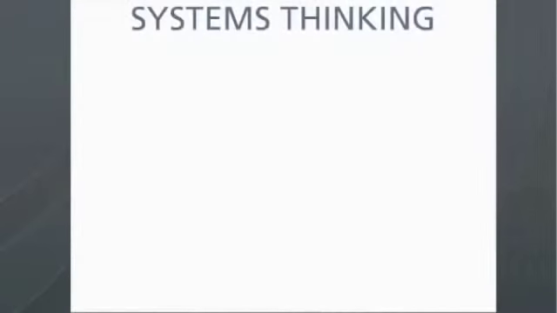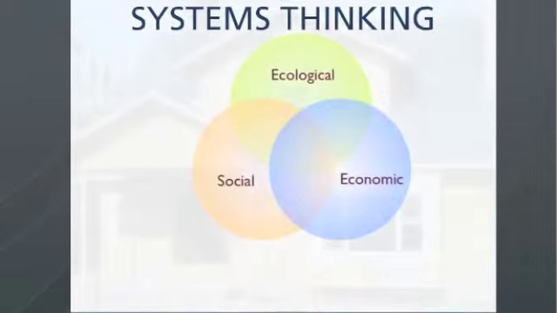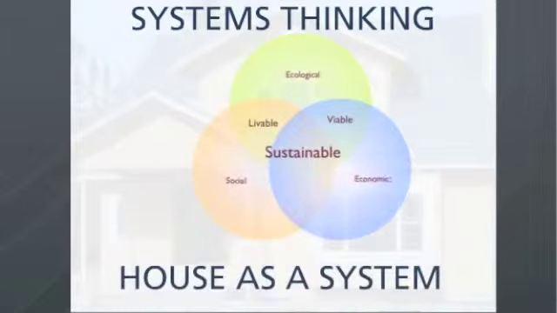Systems thinking, looking at what might happen to the physical world and the people, creatures, and resources in it over different time periods, is at the base of sustainable development. Systems thinking helps us to understand and address complex situations. It's the foundation of building science and results in the house as a system concept.